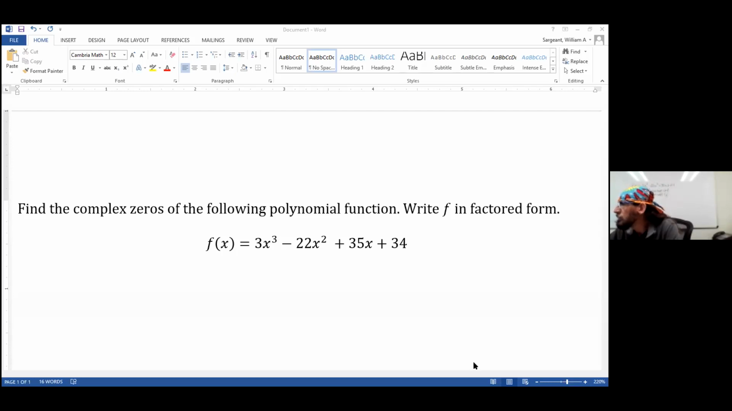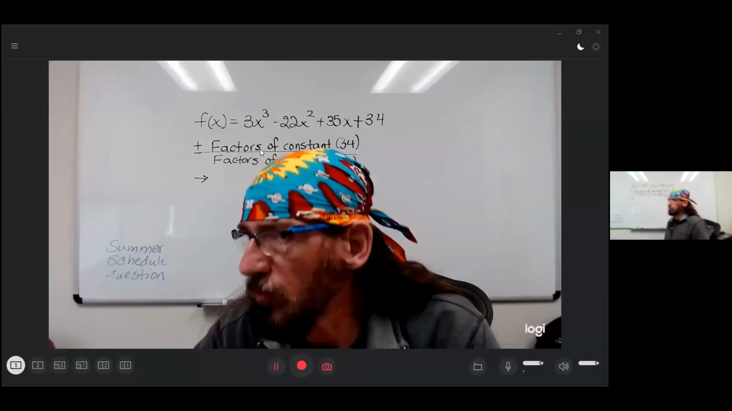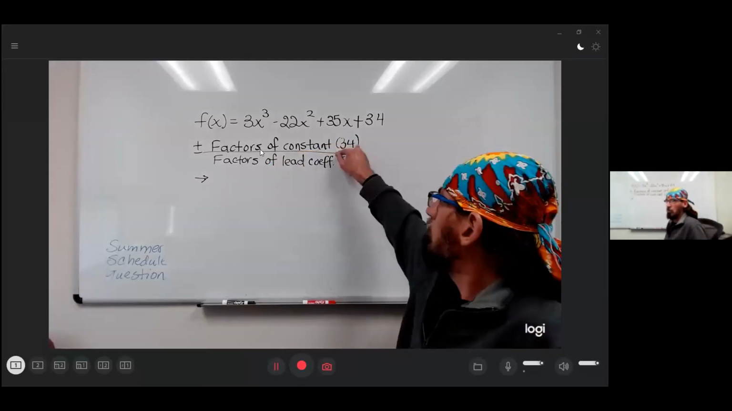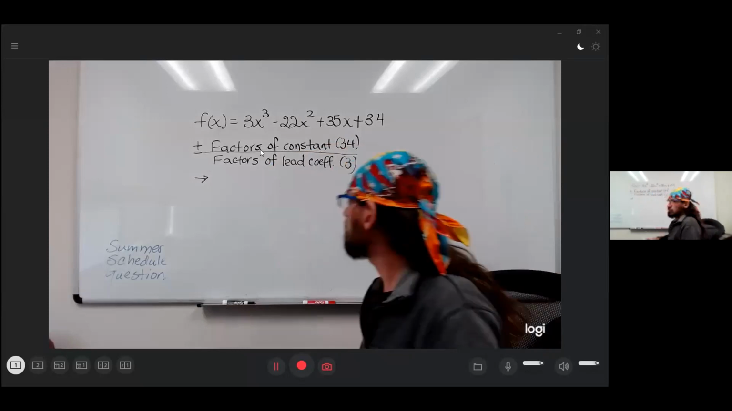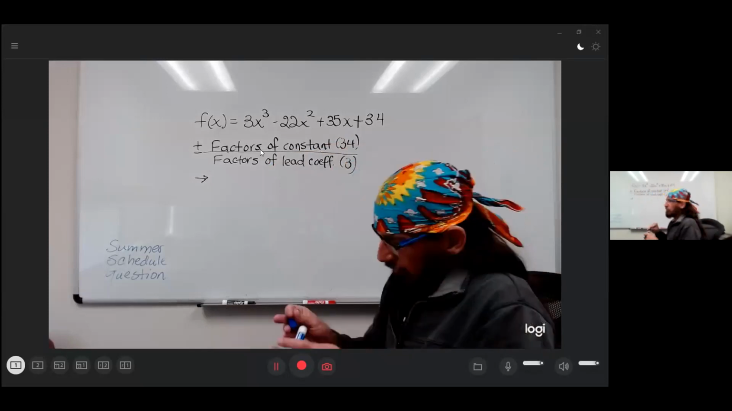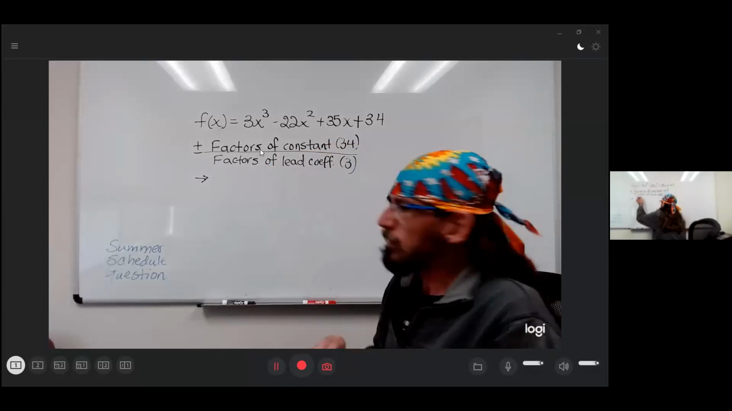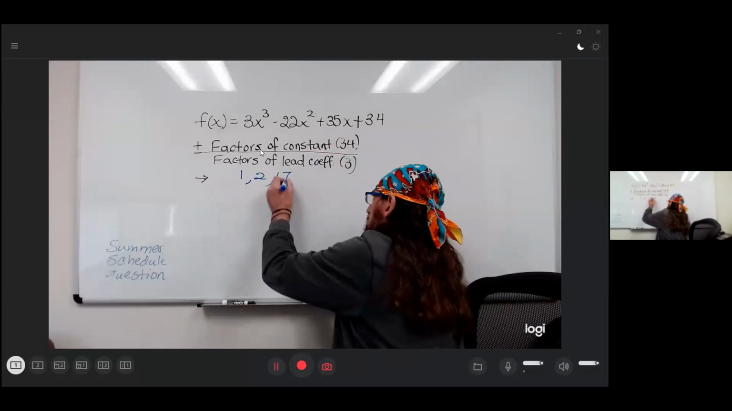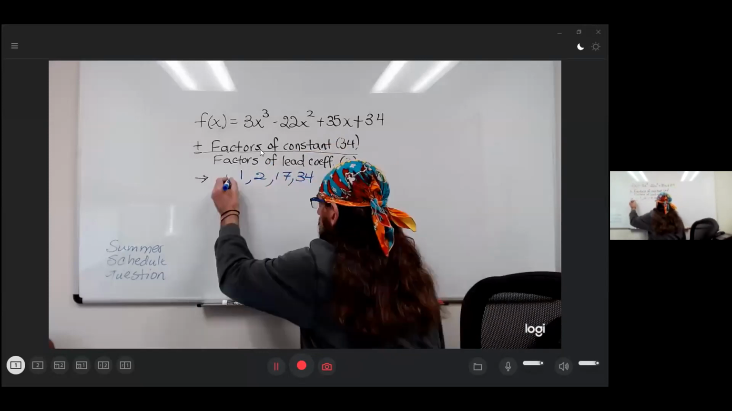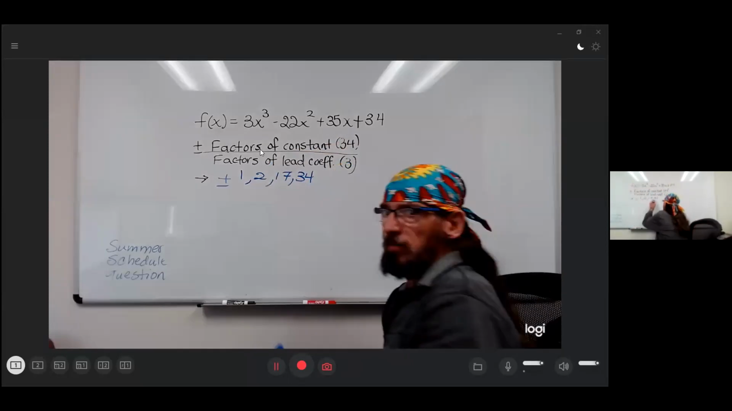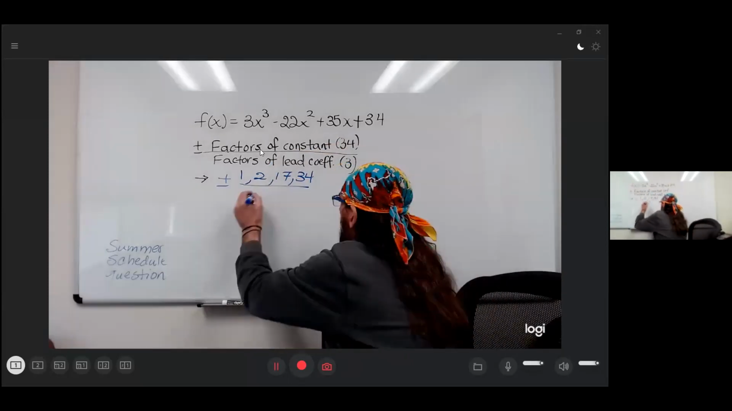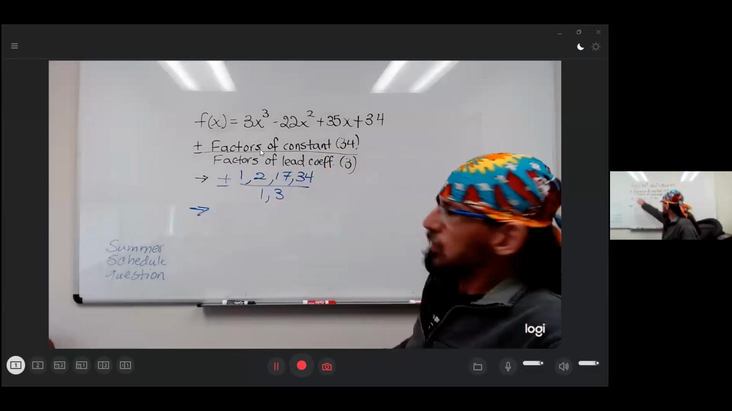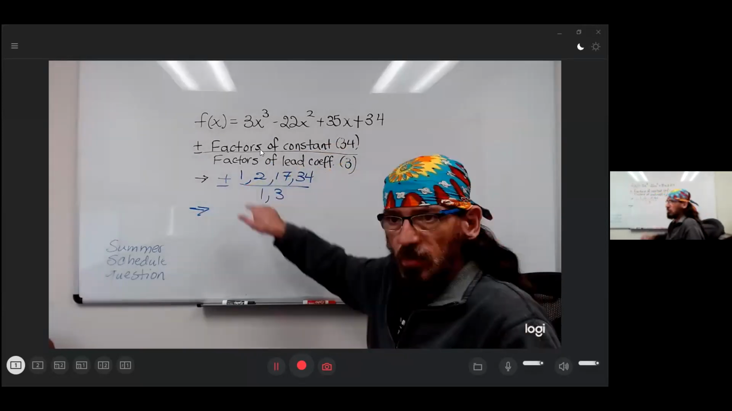then those would be of the form factors of the constant 34 over factors of the lead coefficient 3. And for 34, we've only got 1 and 34 itself and 2 and 17. 3 being a prime number, we've only got 1 and 3. So look at pairing up each numerator with each denominator.